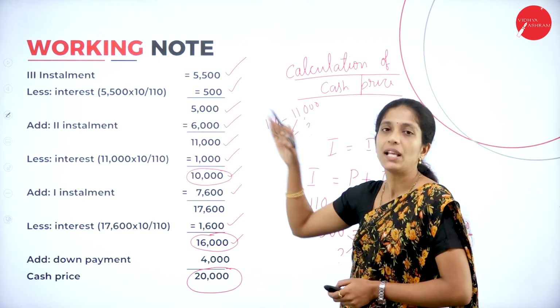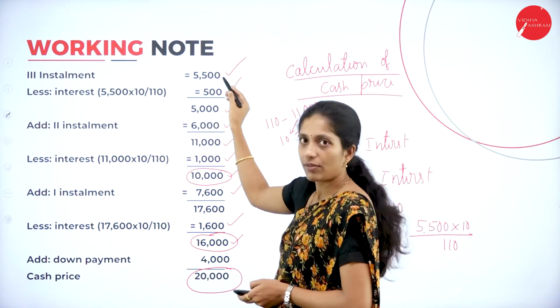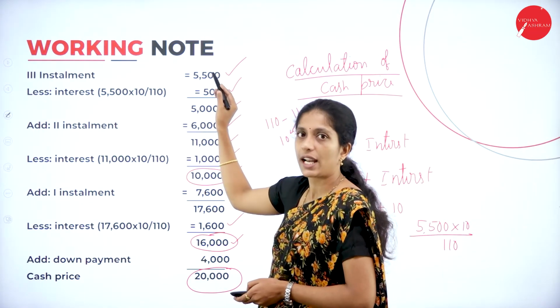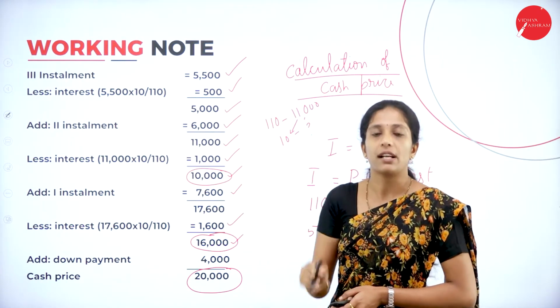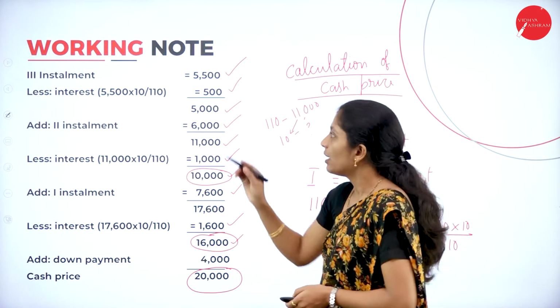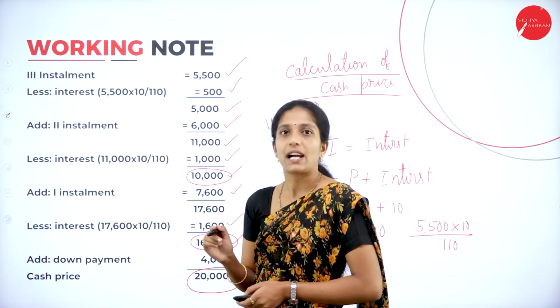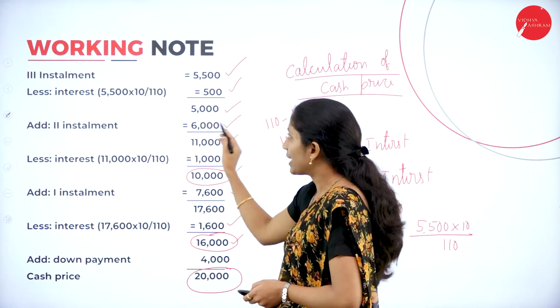So we have come to the third installment. What have we recorded? They have given the third installment amount 5,500 less interest. So we have to calculate it for 110. Suppose the rate of interest is 20%. Then 5,500 into 10 divided by 120. So we have to deduct interest. Then we'll get an amount.